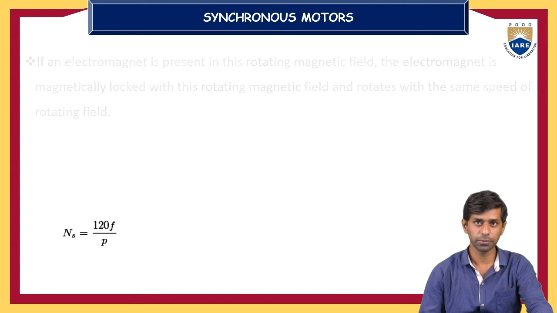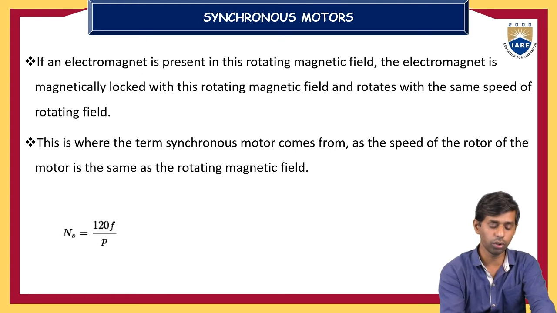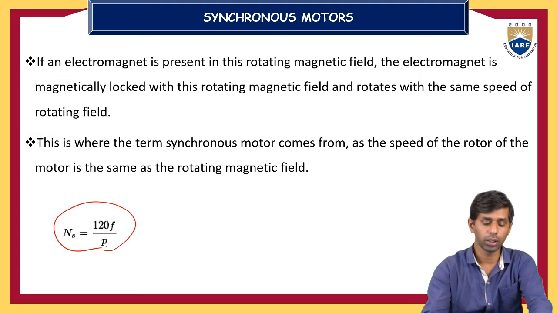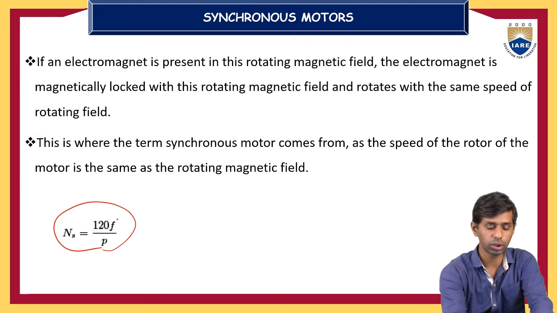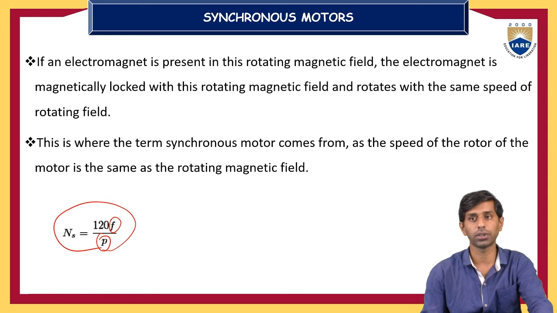Let us look into the constructional features of the synchronous motor. Generally we know the synchronous speed Ns equals 120 f by P. The only possibility to vary the speed of a synchronous motor is either to change the frequency supplied to the synchronous motor or to change the number of poles. Only this is the way we can change the speed of a synchronous motor.